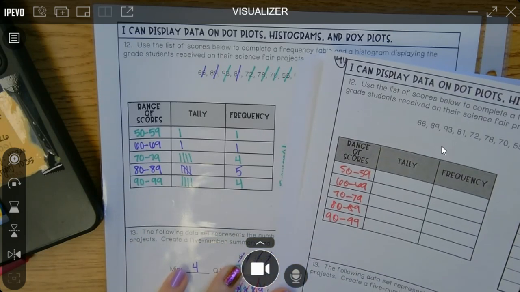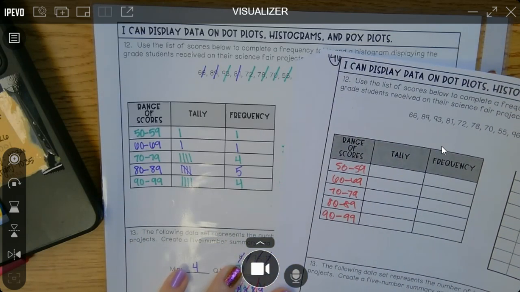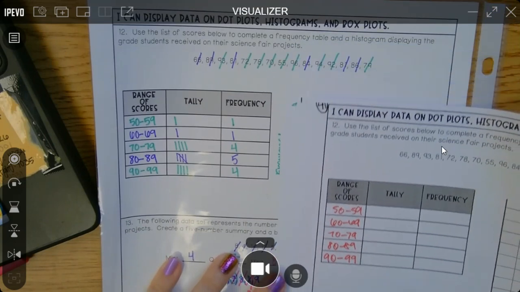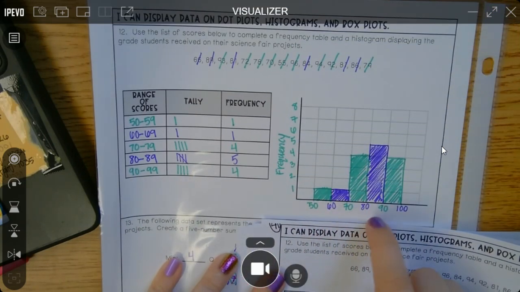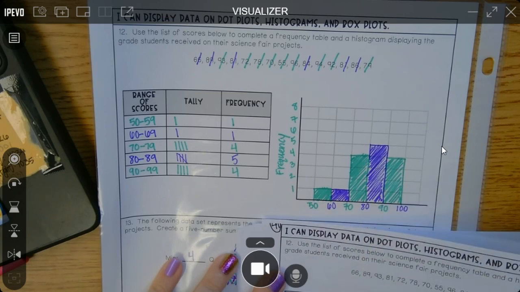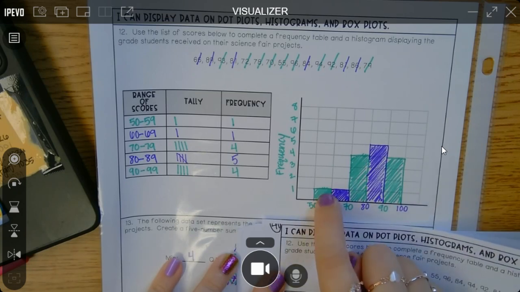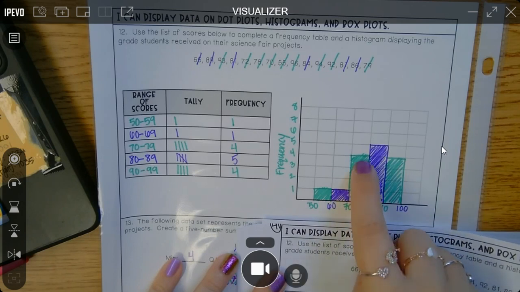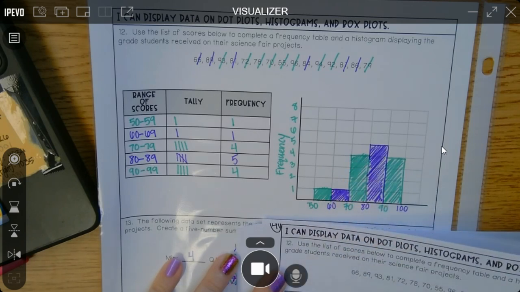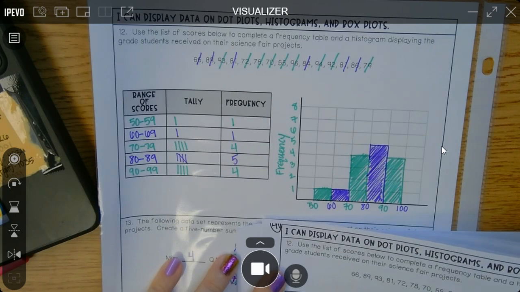On a histogram, remember it's not individual data values like a bar graph, it's intervals. So I want to make intervals from the 50s, the 60s, the 70s, the 80s, the 90s, and the 100s. Here in the 50s, it only went up to 1. In the 60s, it also only went up to 1. In the 70s, it went up to 4, and so on. And that's how you create a histogram.